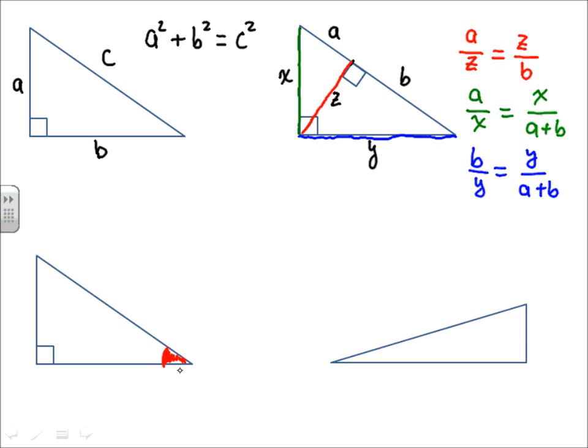Let's talk about what those words mean. From the point of view of this angle, this is the opposite leg. Of course, this is a leg, and this is the other leg, and this will always be referred to as my hypotenuse.